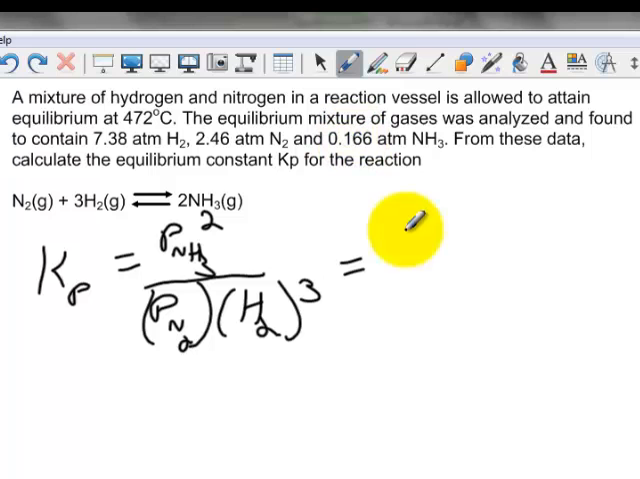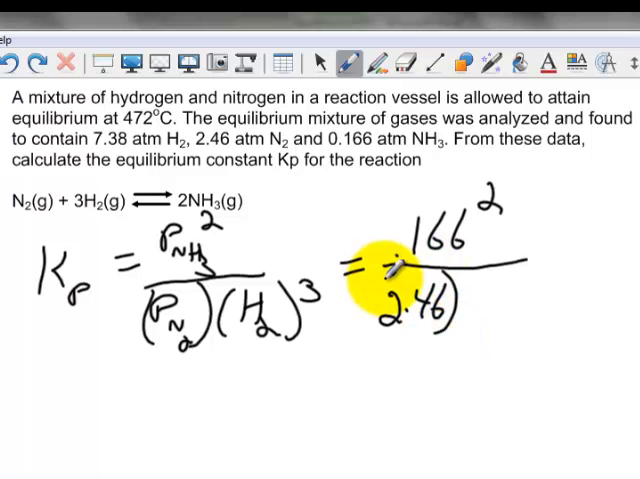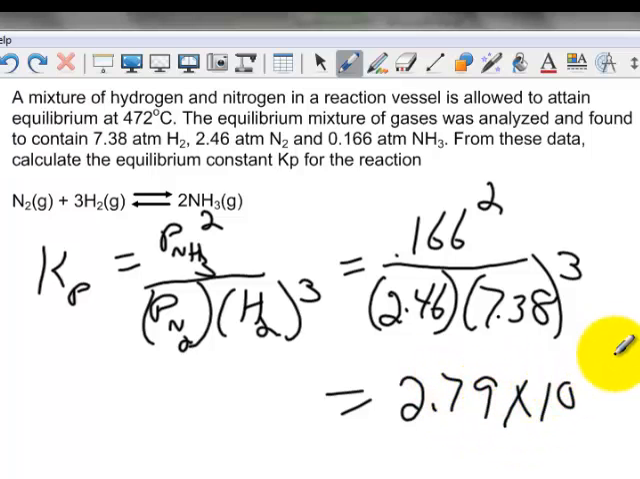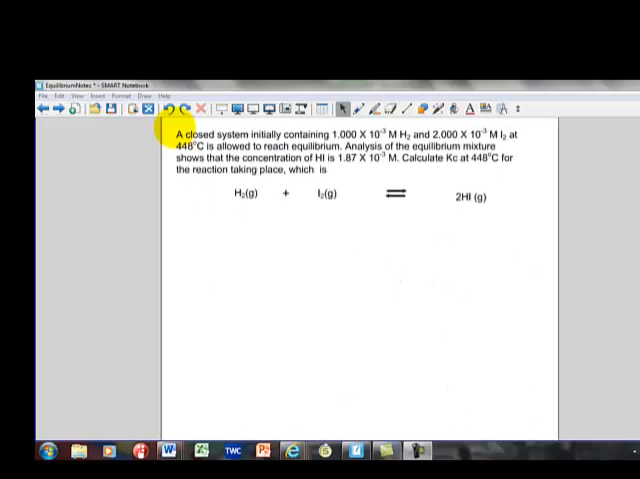Pressure NH3 is 0.166 squared over 2.46 times 7.38, and that one's cubed. Little handy dandy plug and chug. And we get 2.79 times 10 to the negative 5th. Done! Okay, now here's the next problem.